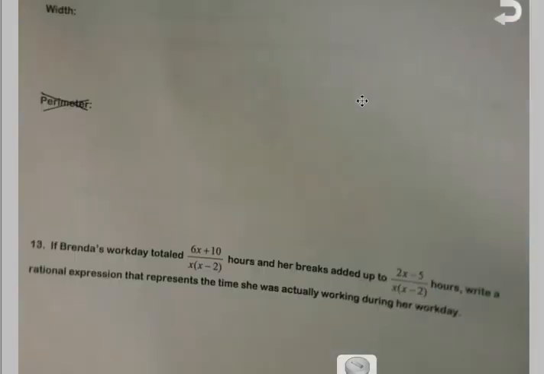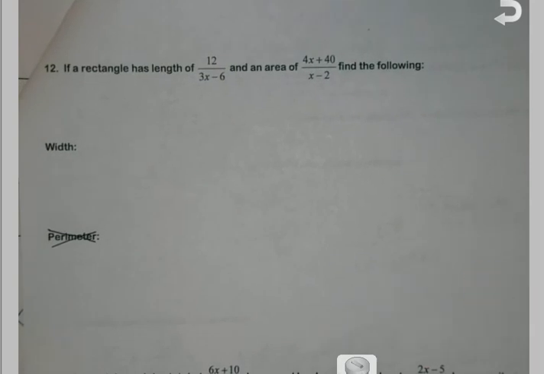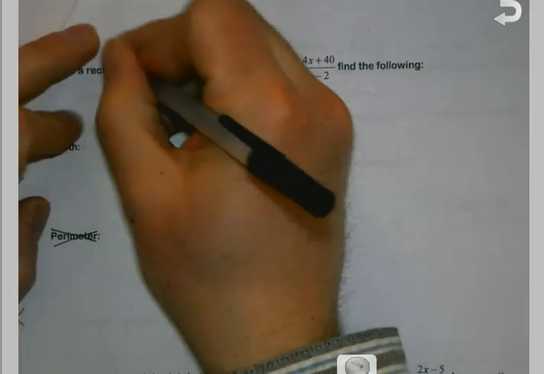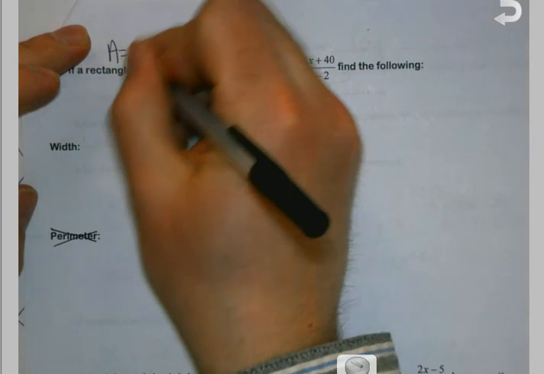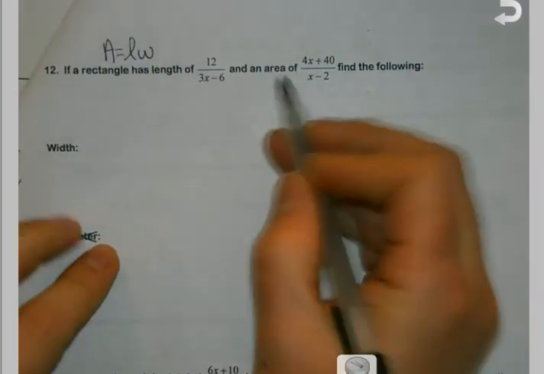So now, we're going to take a peek here. Notice we're going to whack the perimeter on this one, because that's one thing that we haven't talked about much yet. Yeah, we haven't talked about any of these, but we're going to make an application. If a rectangle has a length of 12 over 3x minus 6 and an area of 4x plus 40 over x minus 2, find the following. Find the width. You're like, what? Okay, think about a rectangle. The area equals the length times width. They told me the area.